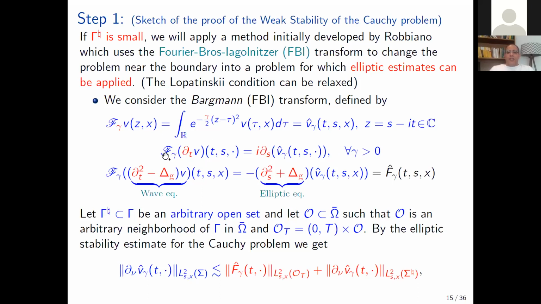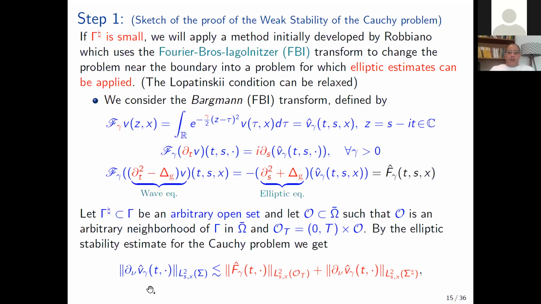So we can verify immediately that the FBI transform of the time derivative of V is i ∂_s of the FBI transform of V. Then if you apply the FBI transform to the wave equation, we can get an elliptic operator applied to the FBI transform. Here we transform the hyperbolic operator to an elliptic one. Here the variables are t and x, here the variables are s and x. So if you consider any arbitrary open set of the boundary Γ sharp, and any neighborhood O of the boundary, we can apply the elliptic stability estimate for the Cauchy problem.